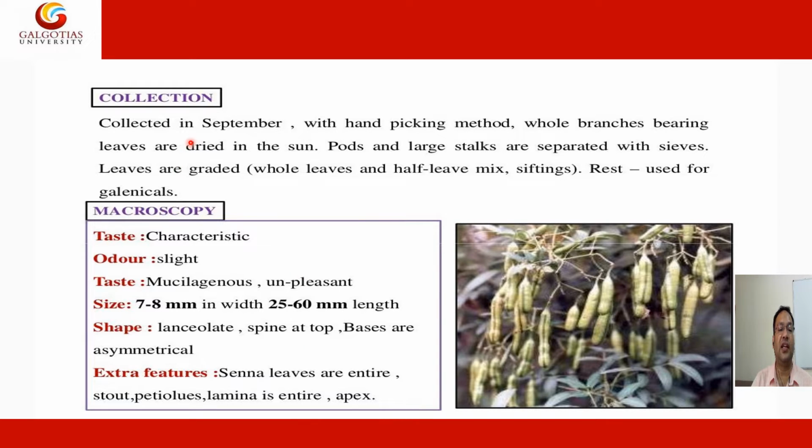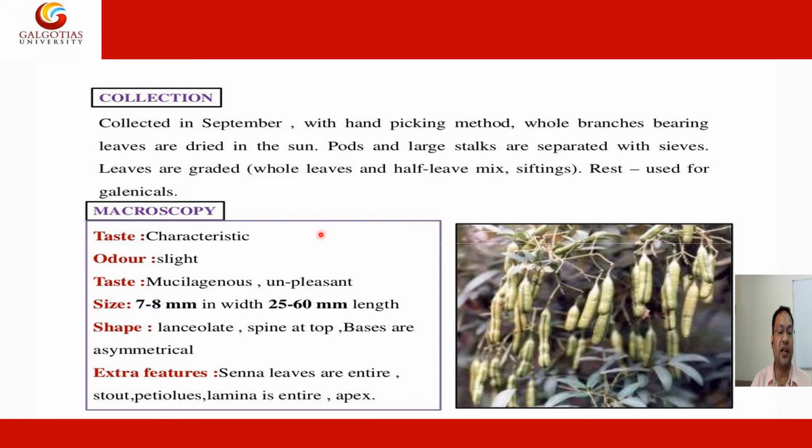Collection is done in September by the hand picking method. Whole branches bearing leaves are collected and dried in the sun. Pods and large stalks are separated with a sieve. Leaves are graded, whole leaves and half leaves mixed and sifted. The rest is used for galenicals.